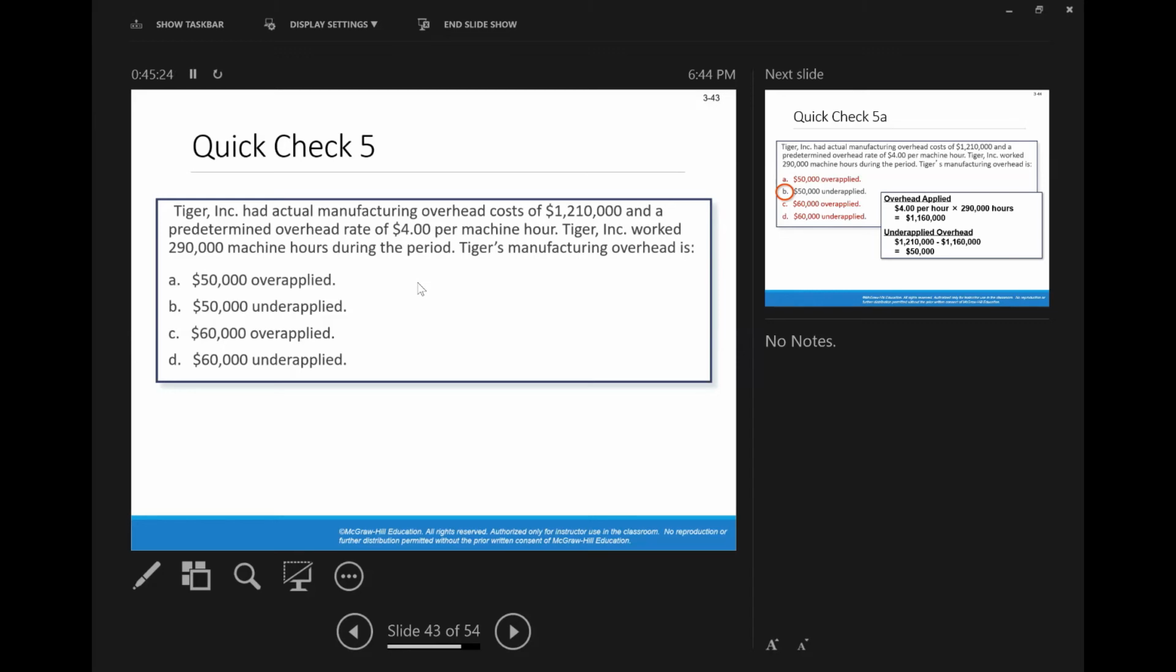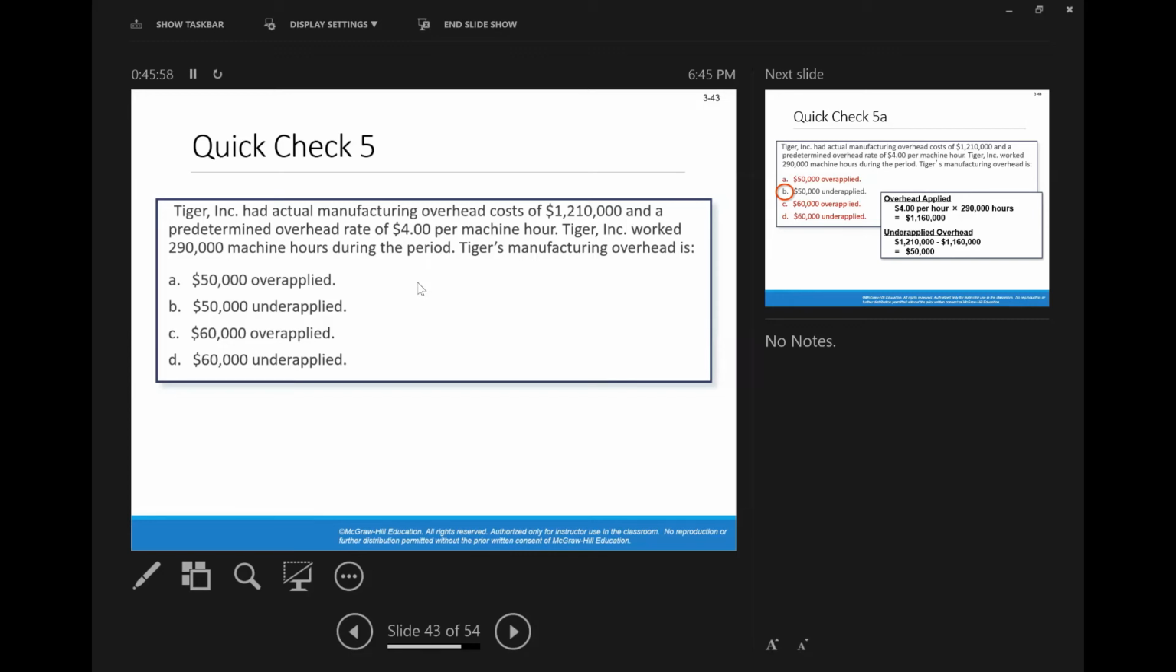It's going to be 1,160,000. Is that what you got? Okay. So the predetermined overhead rate calculation means that's what we're applying. That's our estimate. Our estimate was 1,160,000. The actual is 1,210,000.